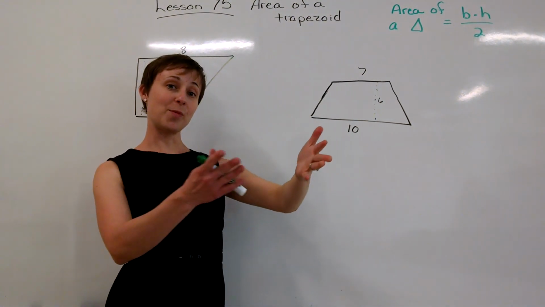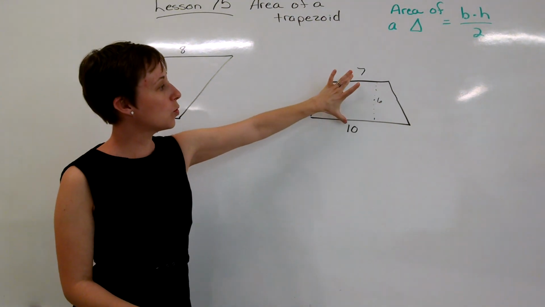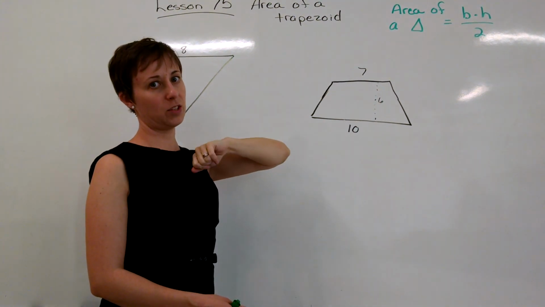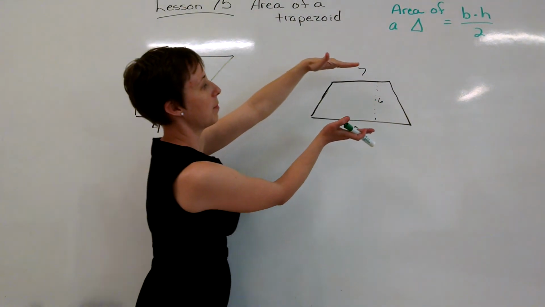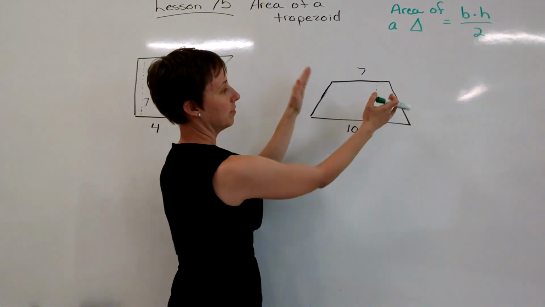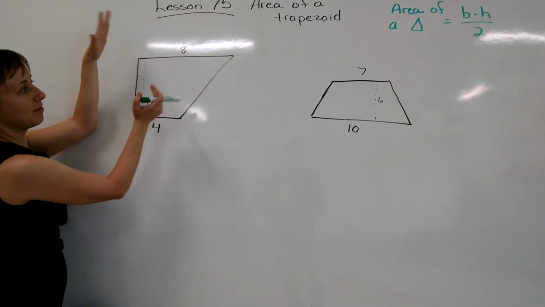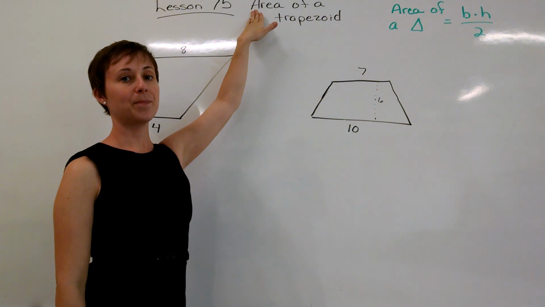If you remember from before, a trapezoid is a shape that has two parallel sides, and then two sides that are not parallel to each other. So here are two trapezoids. This one, the top and the bottom, should be parallel. These two are not parallel. And this one, these two sides are parallel. Those two are not. And we're going to be finding the area today.